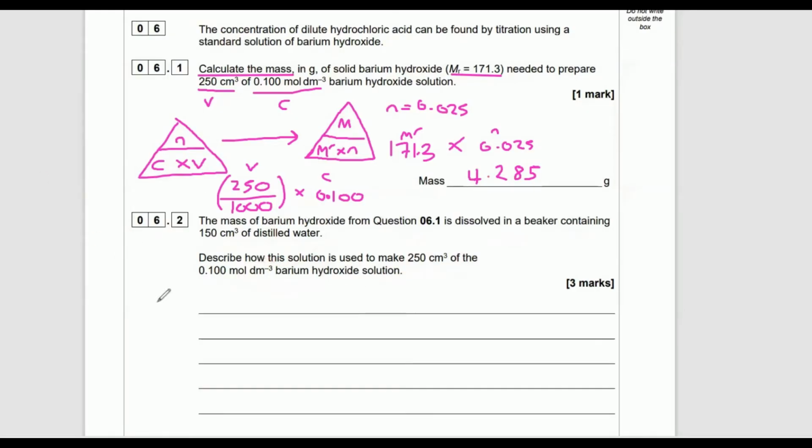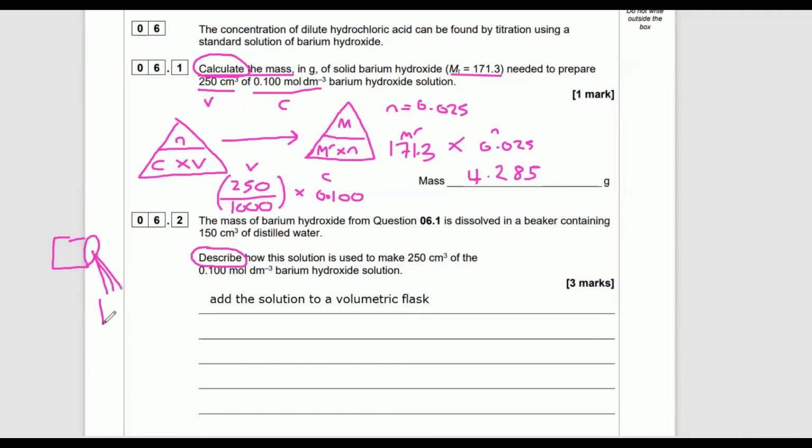So for 6.2, the mass of barium hydroxide from question 6.1, that's 4.285, is dissolved in a beaker containing 150 centimeter cubed of distilled water. Describe how the solution is used to make 250 centimeter cubed of 0.1 mole per decimeter cubed barium hydroxide solution. Notice the word describe is different than calculate. So this is a written answer, even though we might make the mistake and think we need to do a calculation here. That should trigger you into realizing it's a written answer. They actually want a description, not a calculation, even though there are some numbers here.